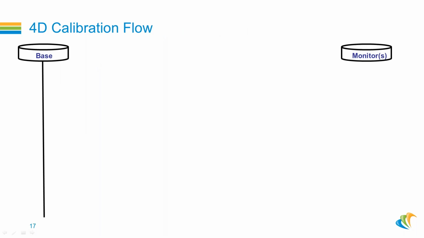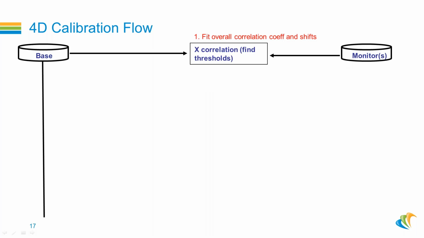As a general workflow for conditioning or calibrating seismic data, we have a base acquisition, and we have one monitor or different monitors. The first step could be to do some cross correlation of the base and monitor to find the overall correlation coefficients and shift between the monitors and base.